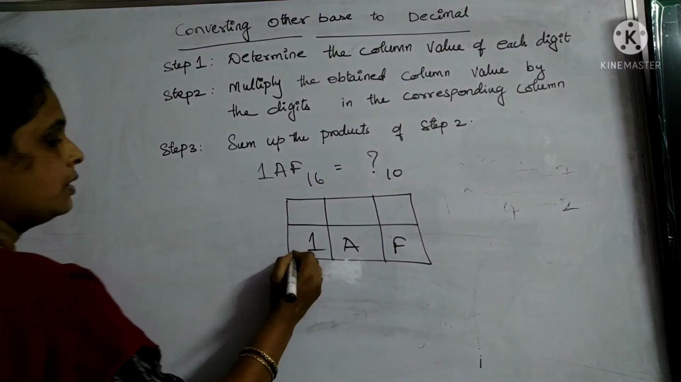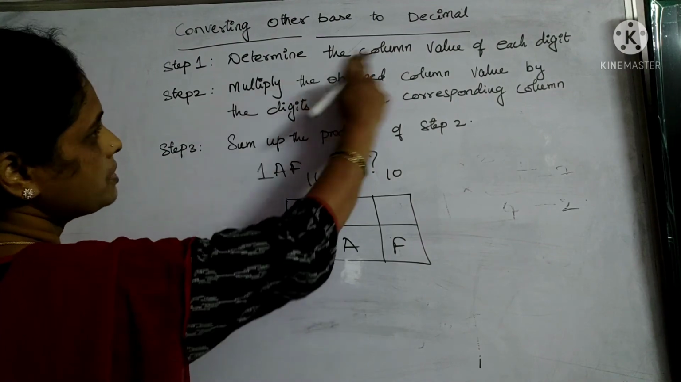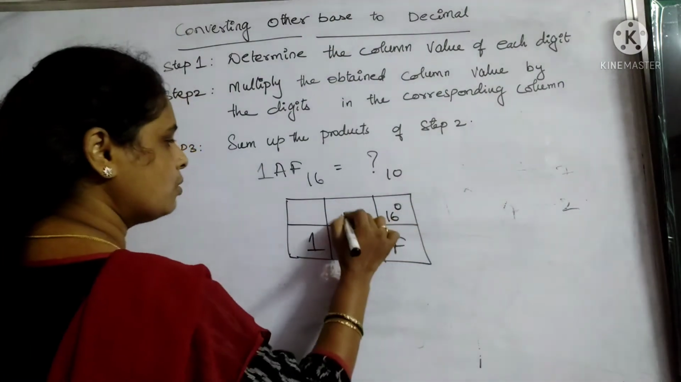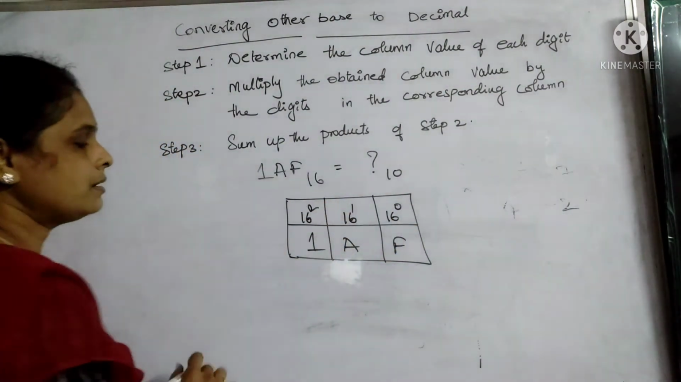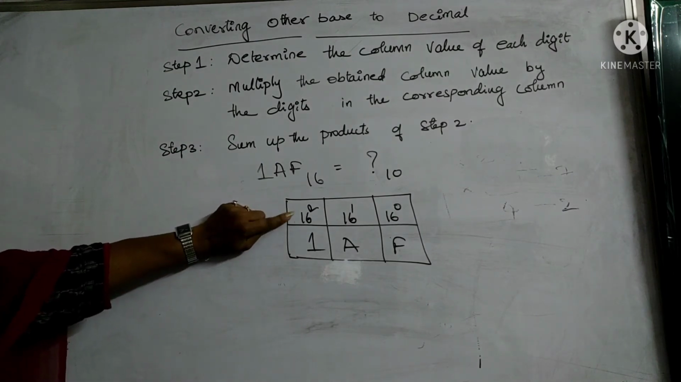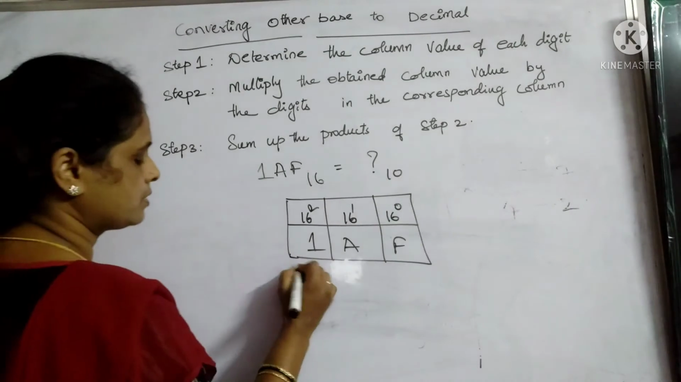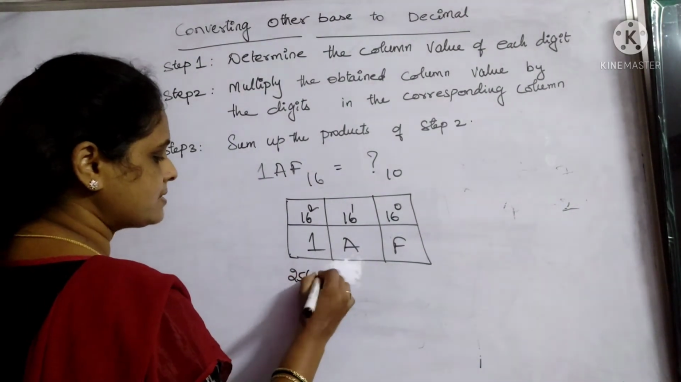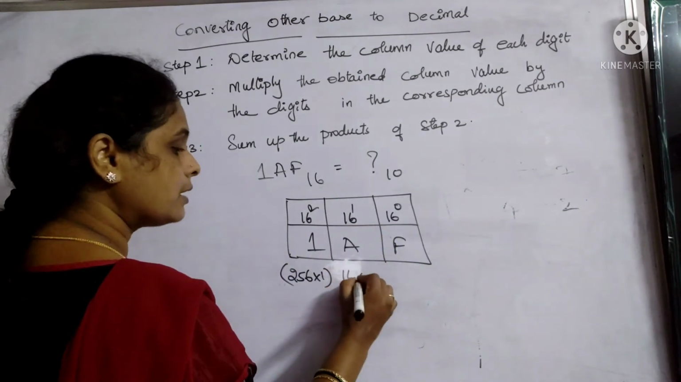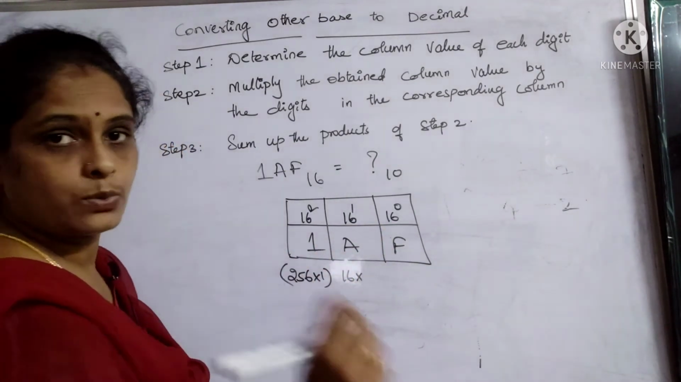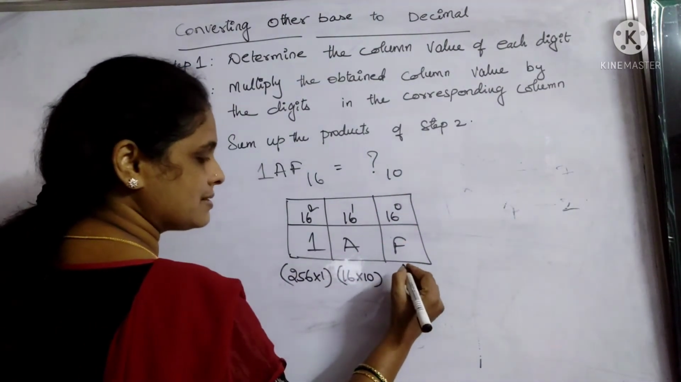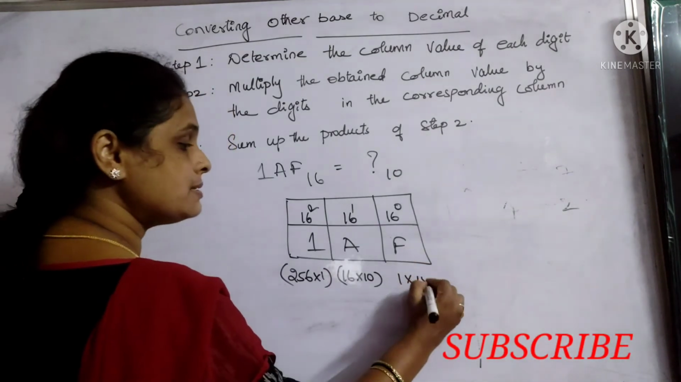Okay. So, determine the column value because it is in base 16. What do we do? 16 power 0, 16 power 1, 16 power 2. We have to calculate that. Now what is this one here? 16 square, that is 256, into 1. Then 16 power 1 is 16, into A, which is equal to 10. So into 10. 16 power 0, anything raised to power 0 is 1. So 1 into F means 15.